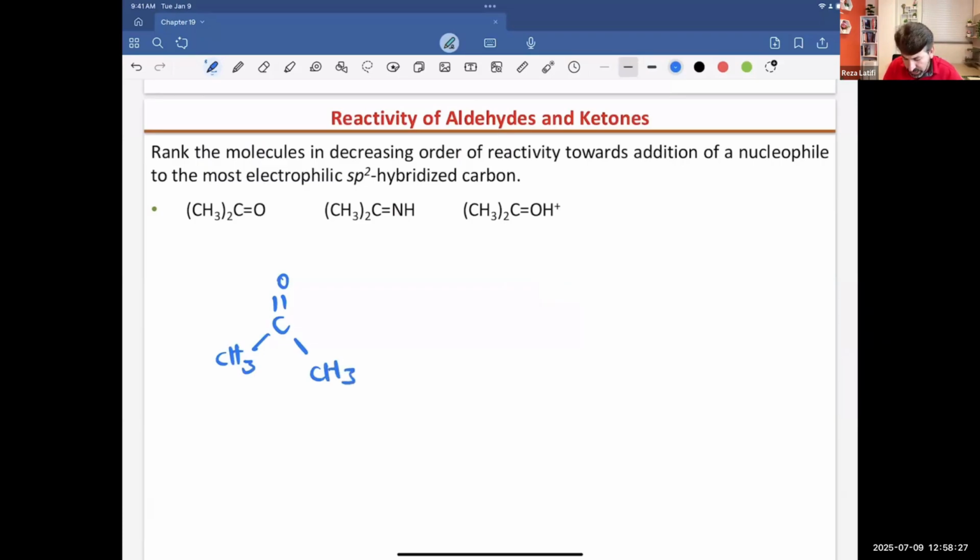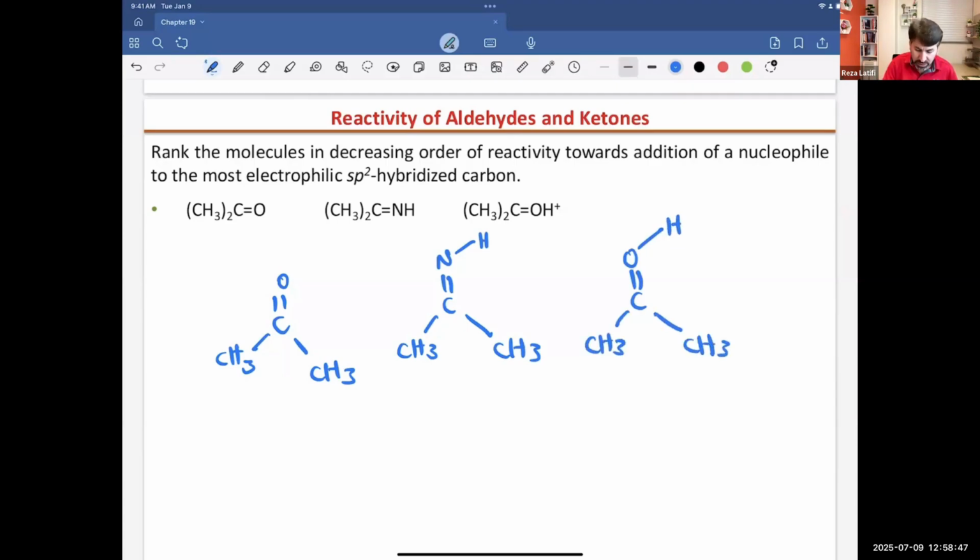Second molecule, again, is the same one, but this time I replace oxygen by NH. And then I have methyl attached to the carbon. The third molecule, again, we have oxygen, but oxygen attached to hydrogen. We have CH3, CH3. Okay, let's study the steric effect or the electronic effect of the substituent that is attached to the carbon. That's the carbon that I'm studying.